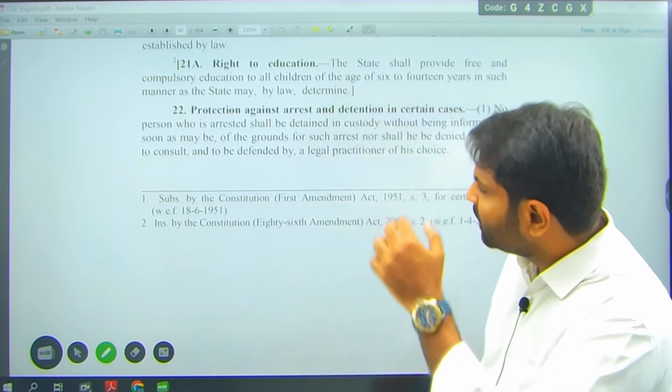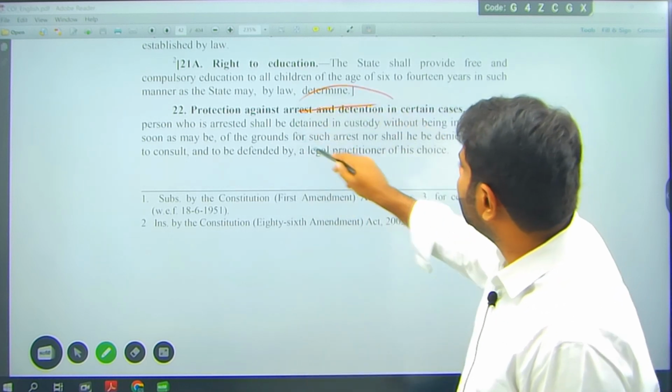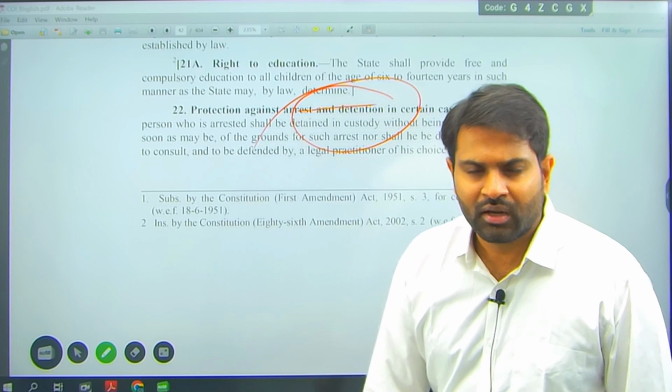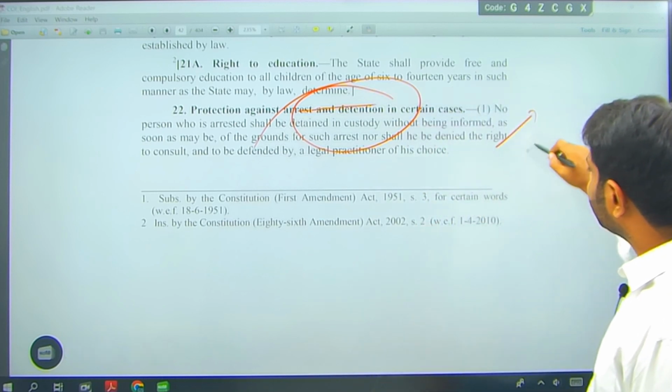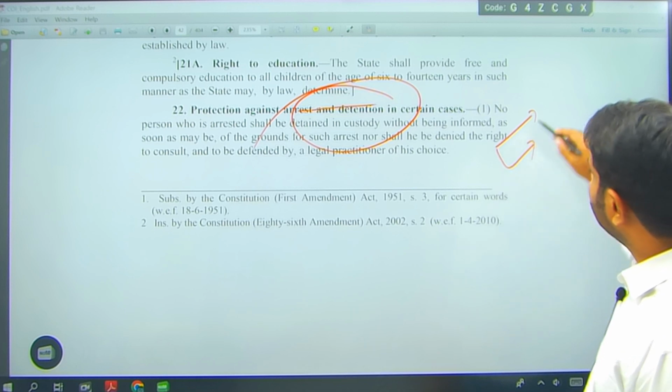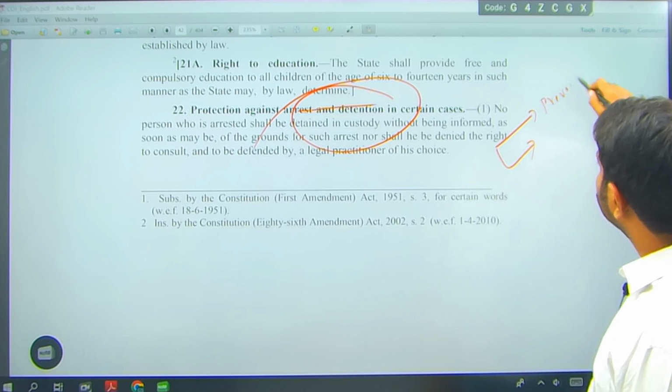Then we come to Article 22, protection against arrest and detention in certain cases, right? Police can arrest you. There are two types of arrest, right? One is preventive, the other one is punitive.